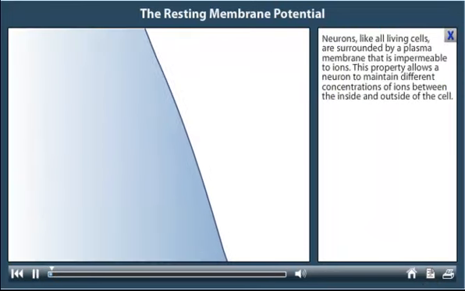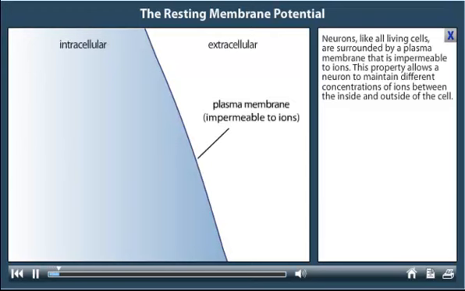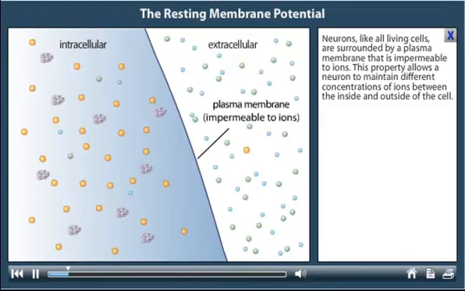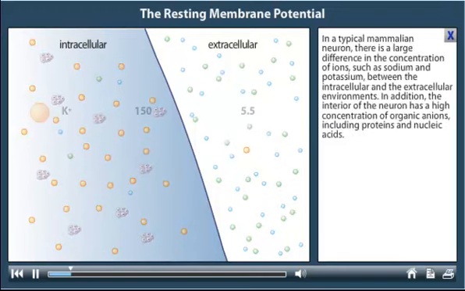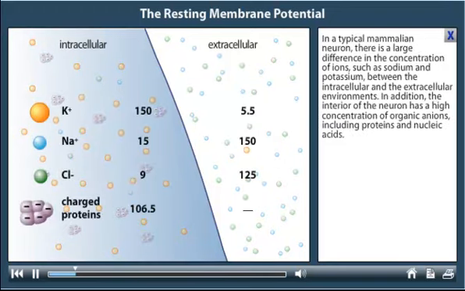Neurons, like all living cells, are surrounded by a plasma membrane that is impermeable to ions. This property allows a neuron to maintain different concentrations of ions between the inside and outside of the cell. In a typical mammalian neuron, there is a large difference in the concentration of ions, such as sodium and potassium, between the intracellular and the extracellular environments. In addition, the interior of the neuron has a high concentration of organic anions, including proteins and nucleic acids.